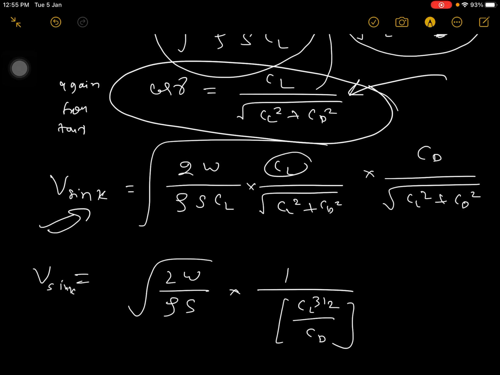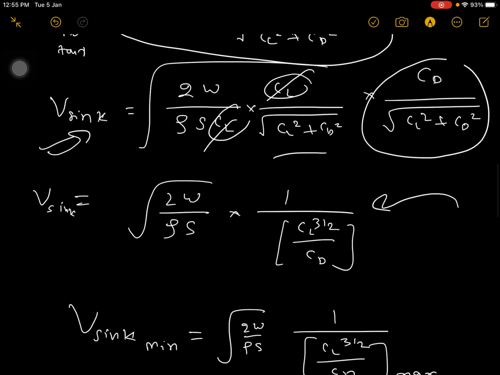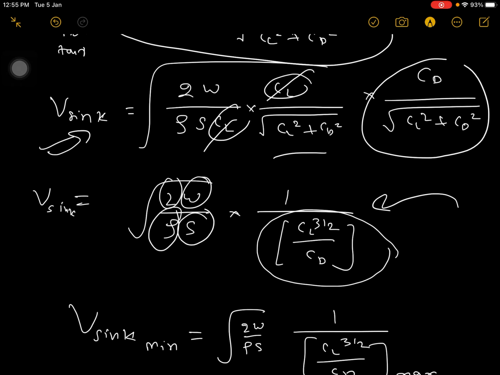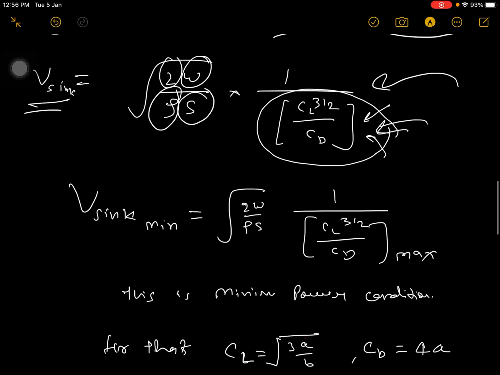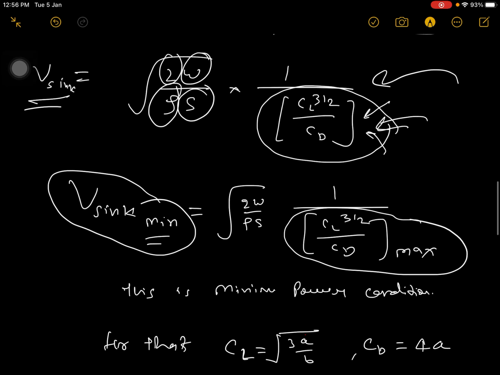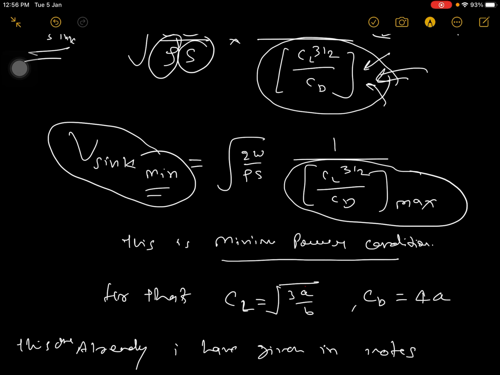Then CL here and CL here will get cancelled, and you arrange these parts in this fashion. Now you know that CL power 3 by 2, what is this? 2W over rho, where rho is density and S is planform area. Now CL power 3 by 2 by CD is the thing we discussed in the minimum power condition, correct? So your V sink will be V sink minimum. It means your sinking speed will be minimum if this part is maximum, and this part will be maximum at the minimum power condition, correct? This is what we remember. You can refer to your notes.